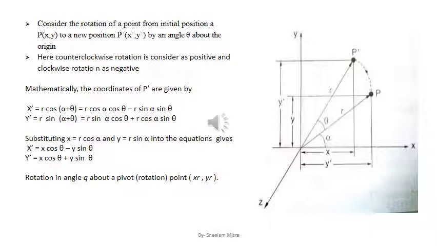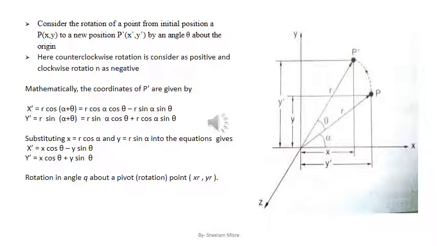In this figure, we are rotating point P having coordinates x, y to a new position P dash x dash, y dash by an angle theta. The point P is making alpha degrees to the horizontal. We are considering counterclockwise rotation as positive and clockwise rotation as negative. Mathematically, we can find the coordinates of point P dash. x dash can be written as r cos (alpha plus theta) and y dash can be written as r sin (alpha plus theta).